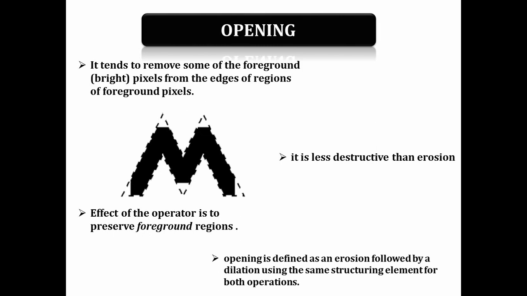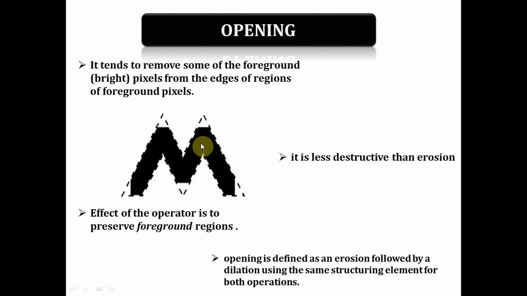Again, you will be using the same structuring element, which is made up of foreground pixels, and you will place this structuring element on the input image so that you can erode some part of the input image to a certain extent. Now opening is nothing but a morphological operator comprised of two morphological operators: erosion followed by dilation. So it is defined as erosion followed by dilation.